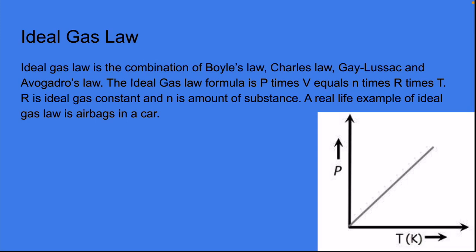Ideal gas law. Ideal gas law is a combination of Boyle's law, Charles' law, Gay-Lussac's law, and Avogadro's law. The ideal gas law formula is pressure times volume equals the number of moles times R times T. R is the ideal gas constant, so like 0.081, and n is the amount of substance. A real life example of ideal gas law is airbags in a car.